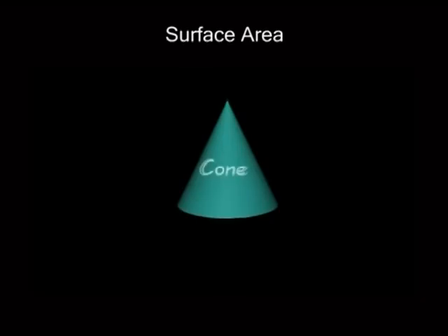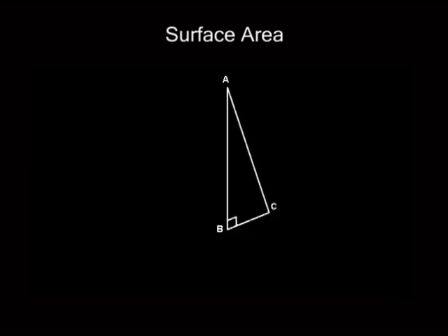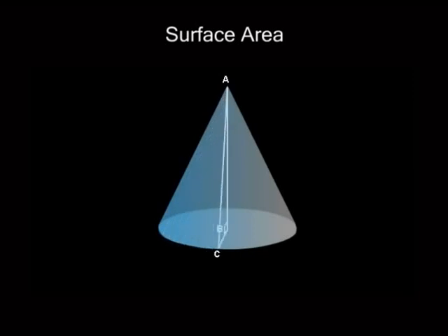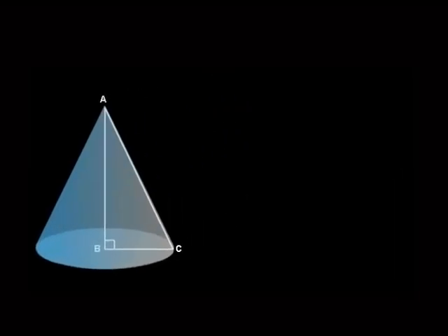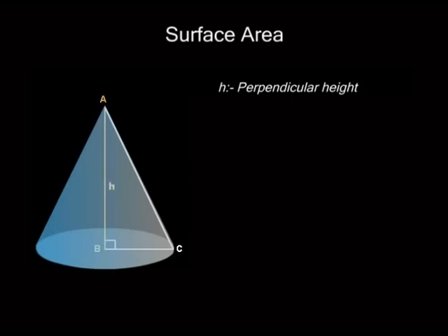Next solid, cone. The solid obtained by rotating a right-angled triangle about one of its sides other than the hypotenuse is called a cone or a right circular cone. A cone is a pyramid with a circular base. AB is the perpendicular height edge of the cone. BC is the radius r of the base of the cone, and AC is called the slant height L of the cone.